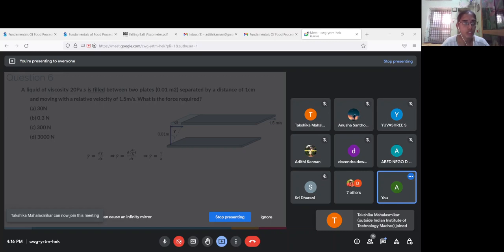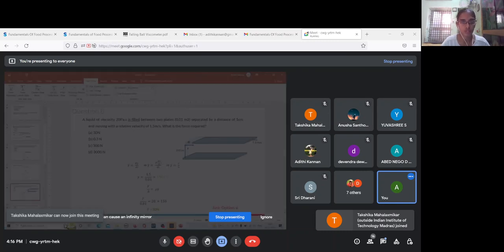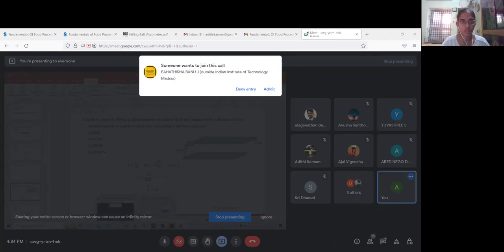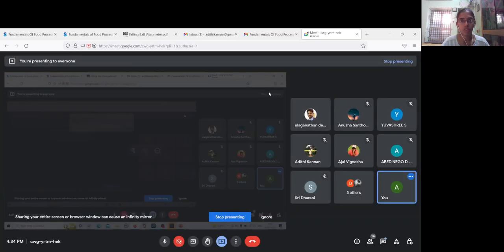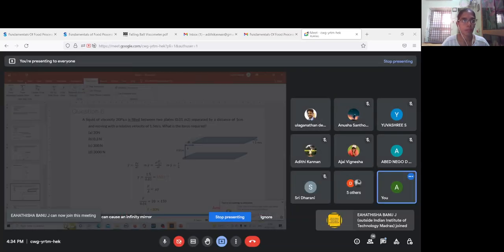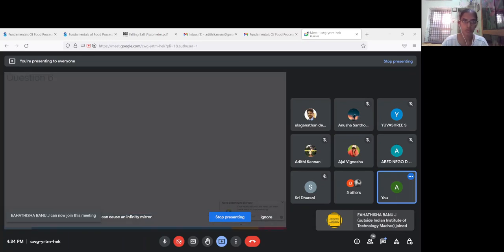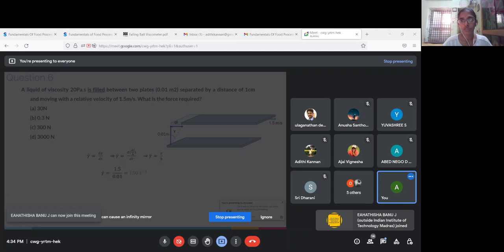So you'll be applying Newton's law of viscosity here. First we'll calculate shear strain rate, which is equal to V by H. You know that the plate is moving at a velocity of 1.5 meter per second, and the distance between the two plates is 0.01. So the total shear strain rate is equal to 150 second inverse.